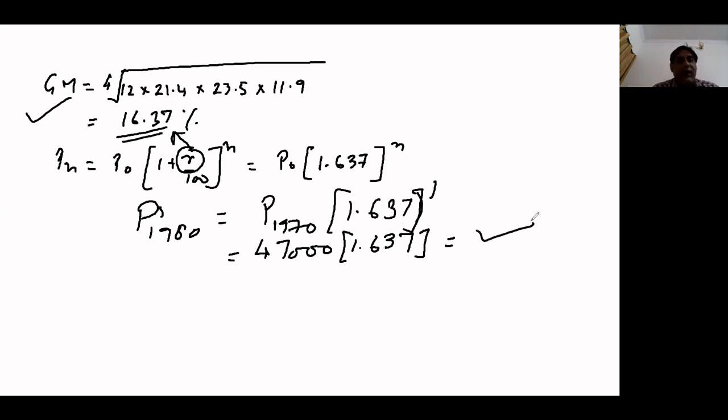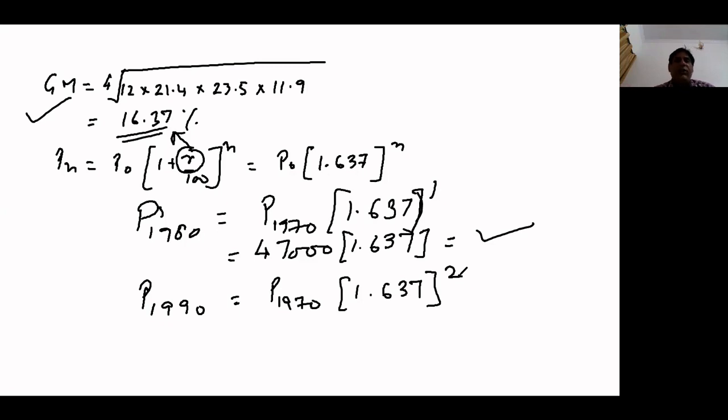Suppose the population is asked after 2 decades, that is the population of 1990. Again, it will be P1970 into 1.163 to the power of 2. And we go on calculating the population after, say, every decade by this particular method, right?